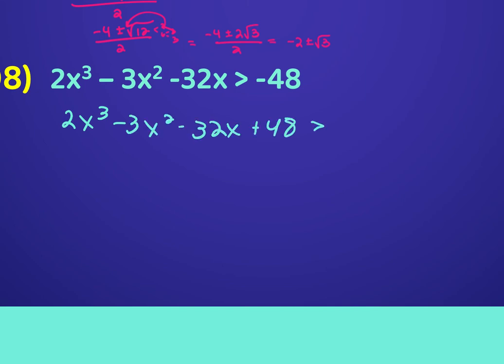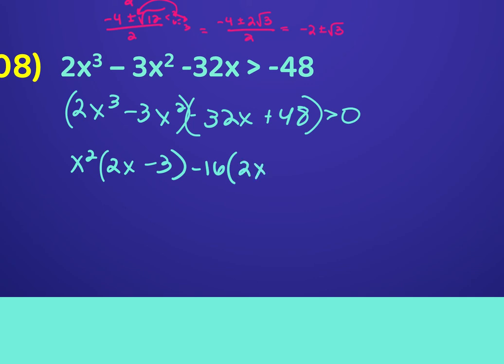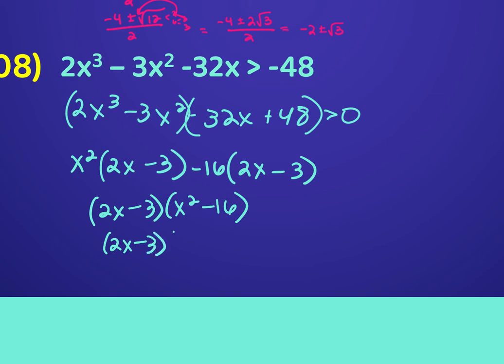So the first thing I'm going to do is move the 48. Then I'm going to factor by grouping. From the left-hand side, I can take out an x squared. From the right-hand side, I can take out what? What goes into both 32 and 48? 16. -16. So this becomes 2x minus 3. And then I take out the 2x minus 3, and you group together the x squared minus 16. Am I done factoring? No, because this is the difference of two squares, x plus 4 and x minus 4.